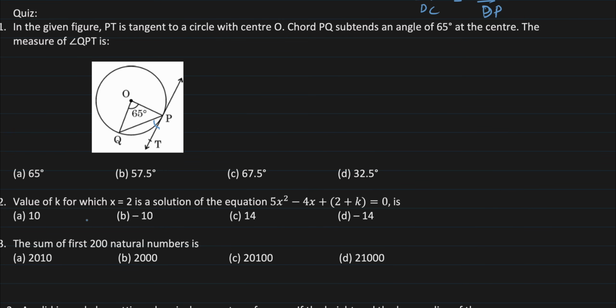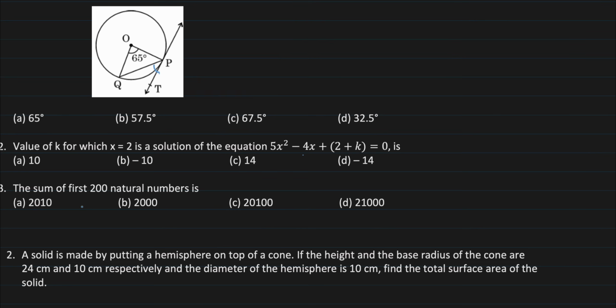Second question, the value of k for which x equals 2 is a solution of the equation 5x square minus 4x plus 2 plus k equals 0. Very easy thing, you just have to put the value of x equals 2 in the equation. Then the sum of first 200 natural numbers is. Don't just sit and add all the 200 numbers. You use AP over here.